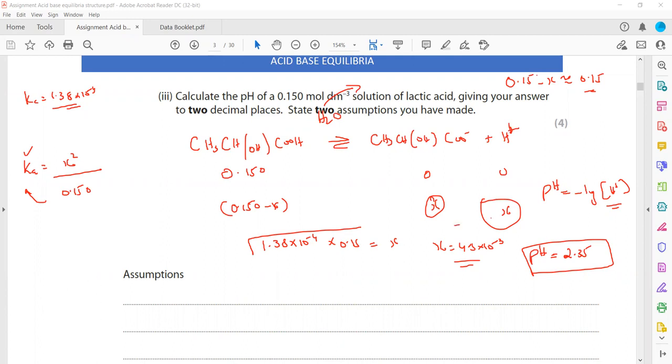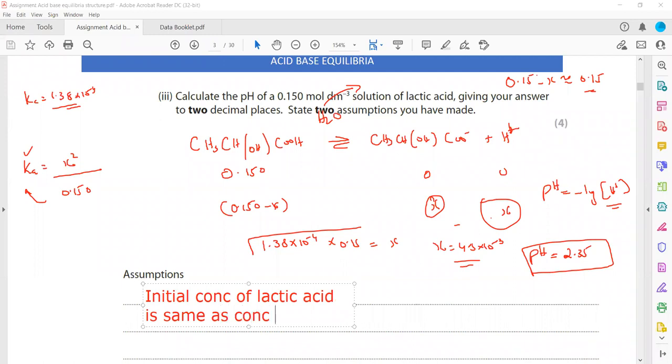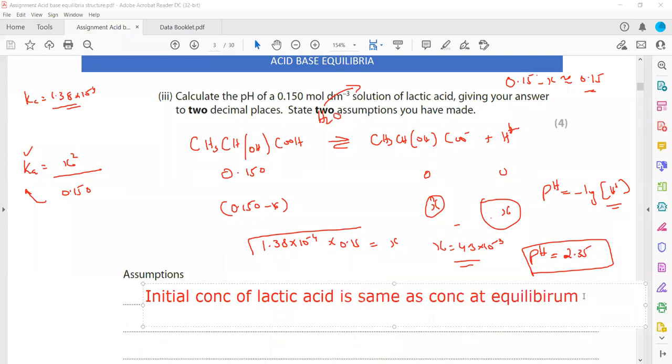So the amount of hydrogen ion will not be the same as the amount of the negative ion, but we assume that water is not contributing to hydrogen ion. So what are the two assumptions? Number one, the initial concentration of the acid, or lactic acid, is the same as the concentration at equilibrium. That is one thing. And the second one, the hydrogen ions are from acid only.